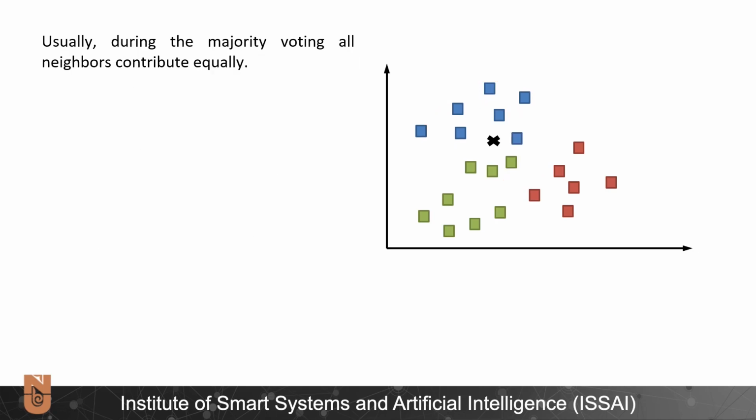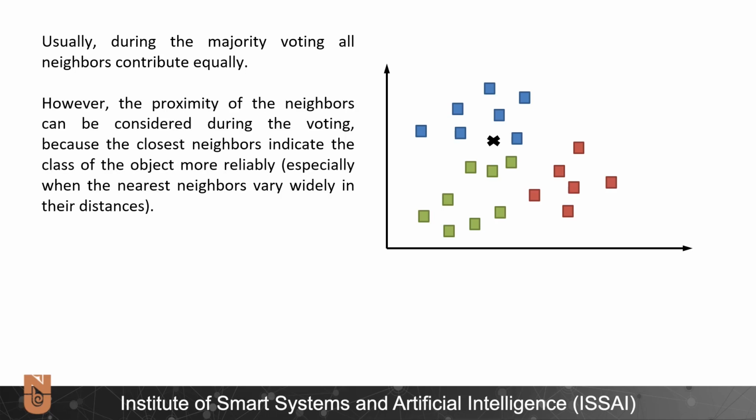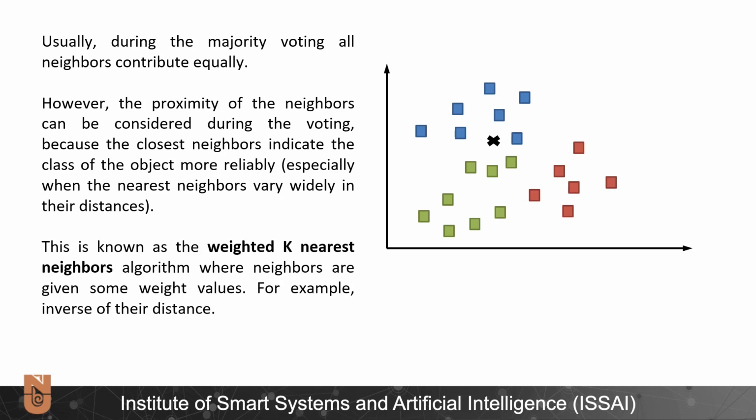Usually, during the majority voting, all neighbors contribute equally. However, the proximity of the neighbors can be considered during the voting, because the closest neighbors indicate the class of the object more reliably, especially when the nearest neighbors vary widely in their distances. This is known as weighted k-nearest neighbors algorithm, where neighbors are given some weight value. For example, weighted values can be in terms of the inverse of their distances.